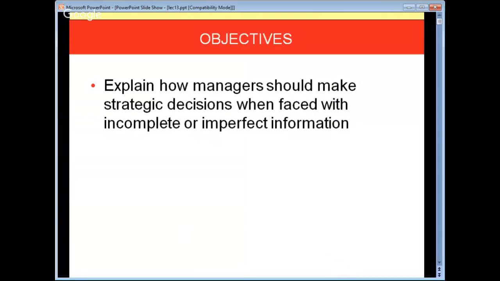Today we're going to talk about risk and uncertainty. And we're going to use a lot of the same tools that we used in game theory, but in a different manner. We use the decision trees, but they're going to be used a little differently. It's not in a strategic manner. It's just in a manner to decide what we should do when we face uncertainty. So the objective is to explain how managers should make strategic decisions when faced with incomplete or imperfect information.